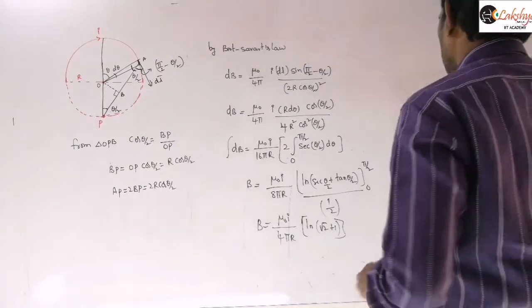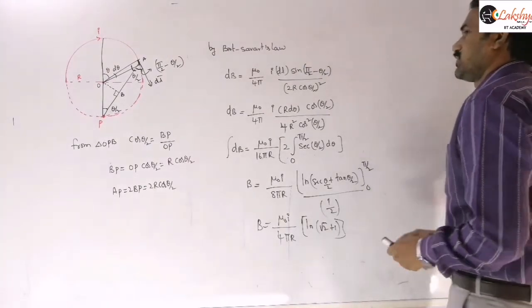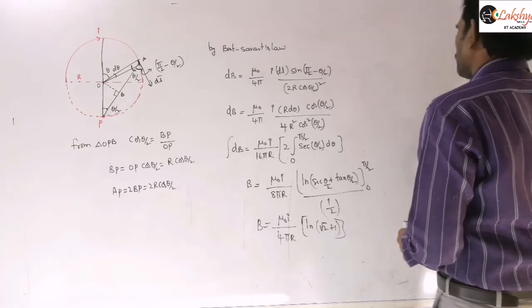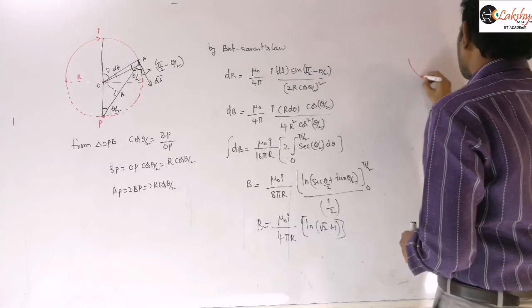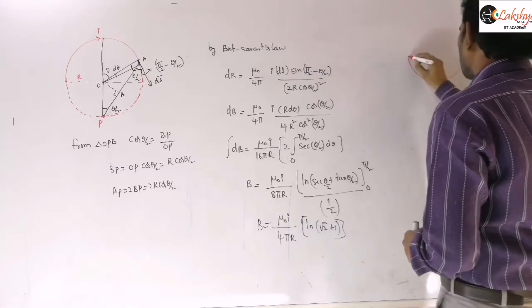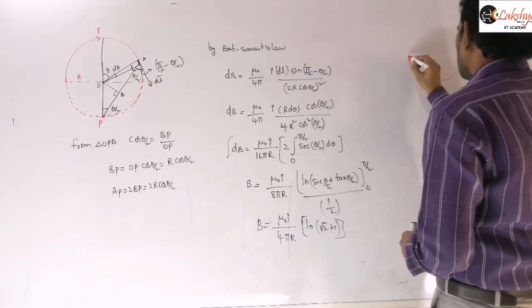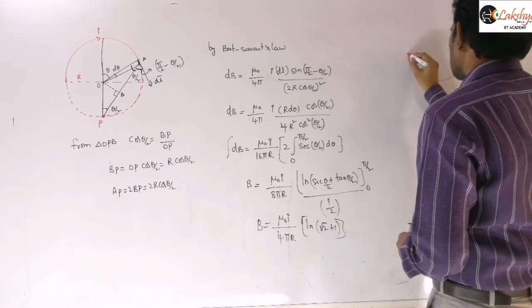Next, note down this problem here. We need to find the magnetic field at the center of this hemicylinder. This is a cylinder here.